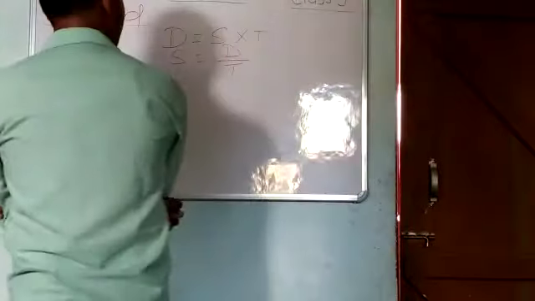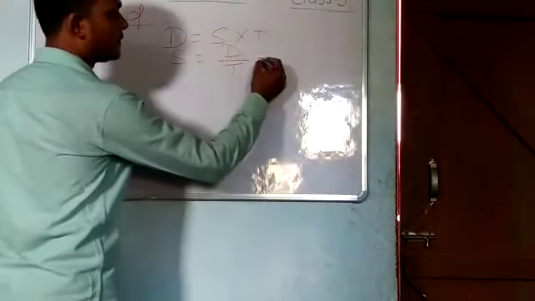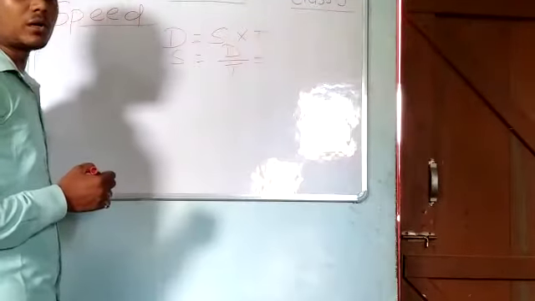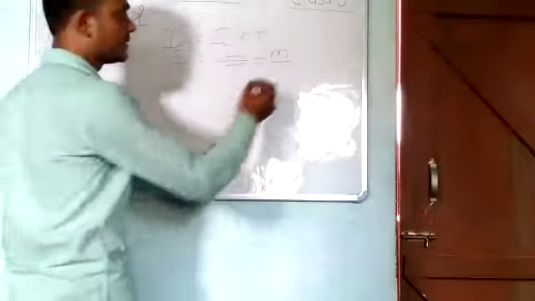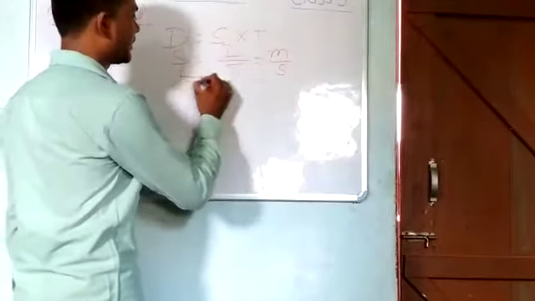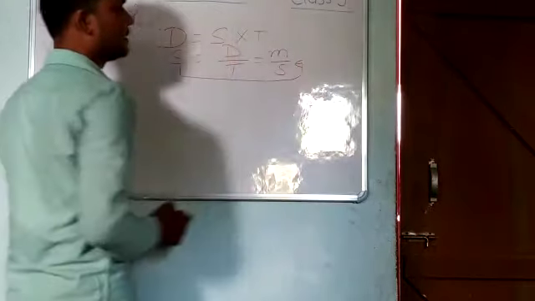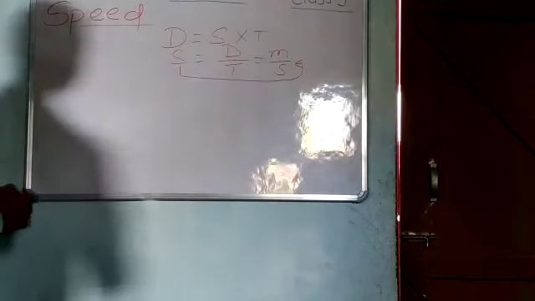Let us find out the unit of speed. The SI unit of distance is meter and the SI unit of time is second. So the SI unit of speed is meter per second. Okay.